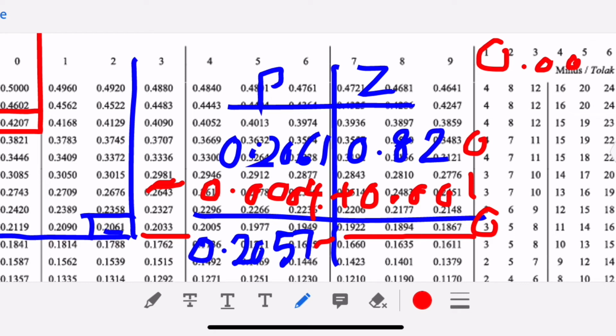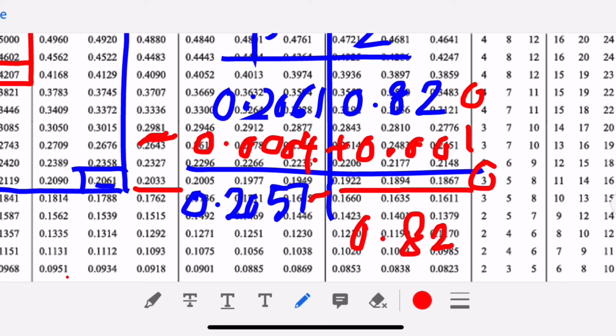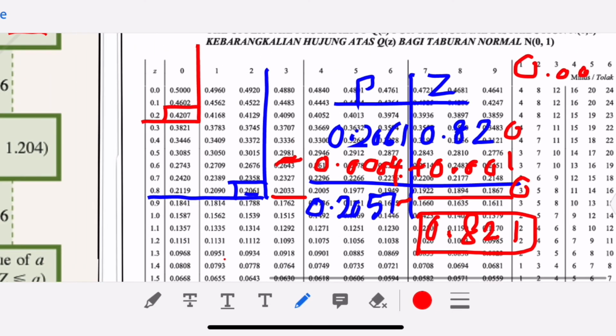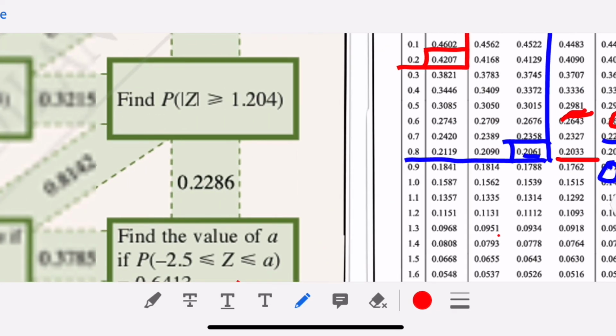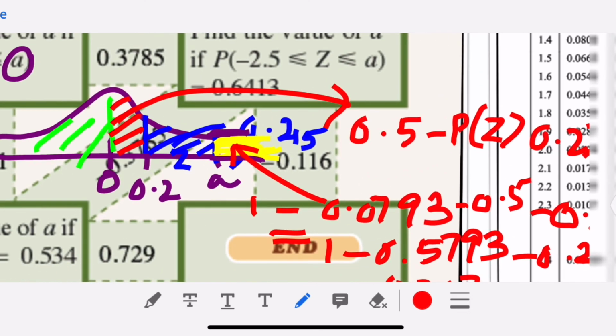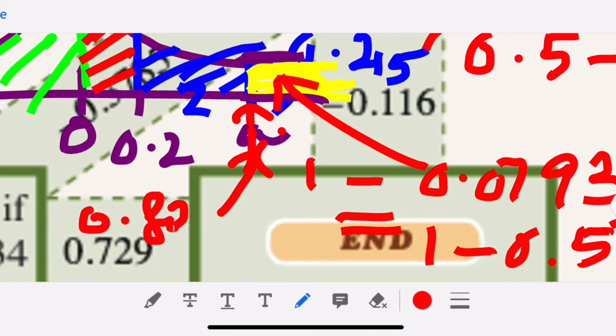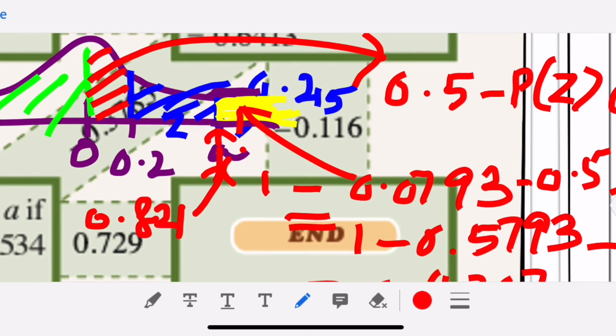So, okay, let's add together. We have 0.821. Okay, 0.821 is the Z-score. So the best answer we can find from the normal distribution table for the A here is 0.821. Alright, so that is the best answer we can find using the normal distribution table.